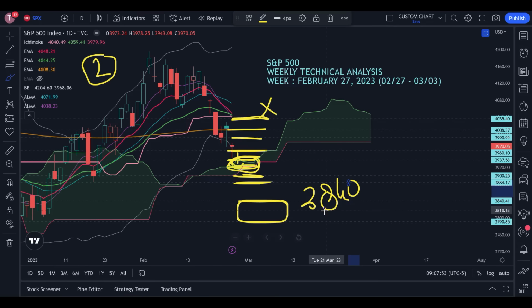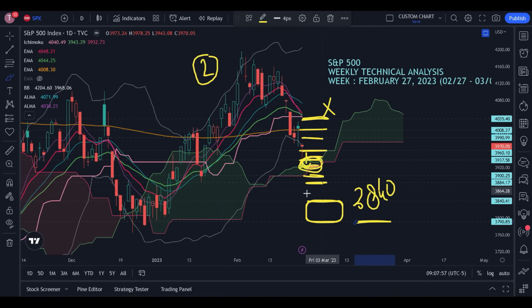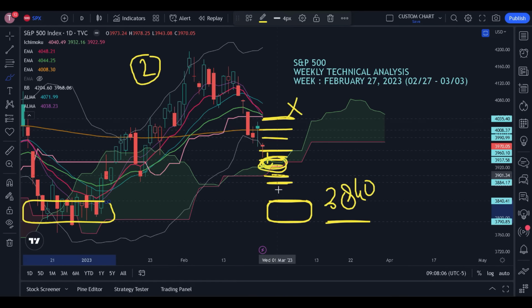Then if we extend it to 3790, it is good, because historically we have seen a consolidation from 3790 to the zone of 3840. This means that any kind of fall, light fall or heavy fall, doesn't matter, is going to find some good, very heavy support here. And even if the S&P 500 is able to breach the zone of 3840, then the next day it will give a bullish reversal.